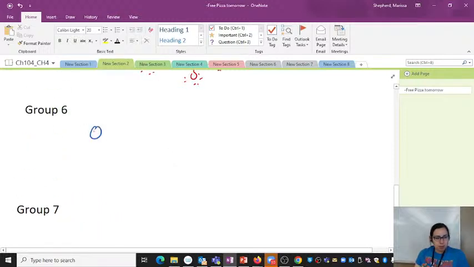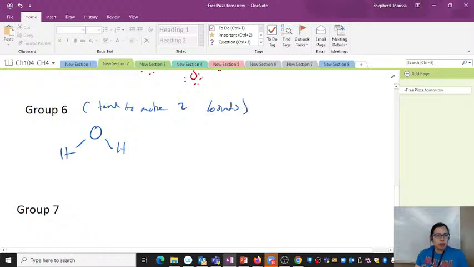We said that group 6 elements like to make 2 bonds. So oxygen has its 2 lone pairs. Sulfur, again, would be similar. This is what is smelly, so that's what they put in natural gas to make it smelly.